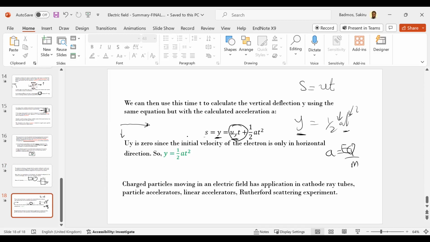Okay. So charged particles moving in an electric field has applications in cathode ray tubes, as an example of the application, and particle accelerators, linear accelerators, and even the Rutherford scattering experiment. I hope this summary is helpful. So there will be a calculation. I'll make another video to go through some examples using this concept.